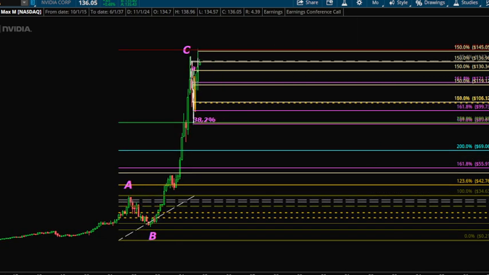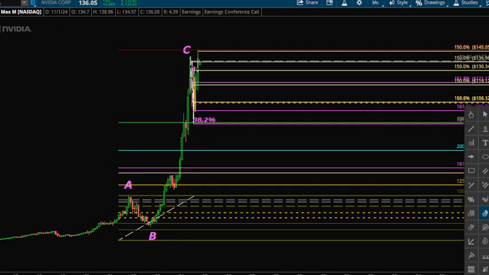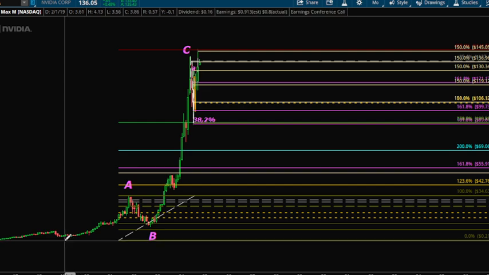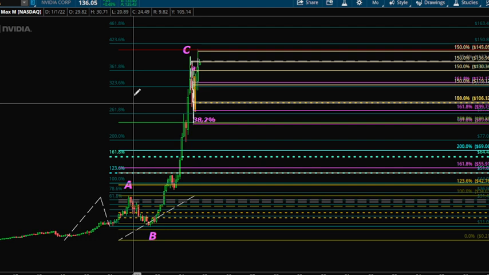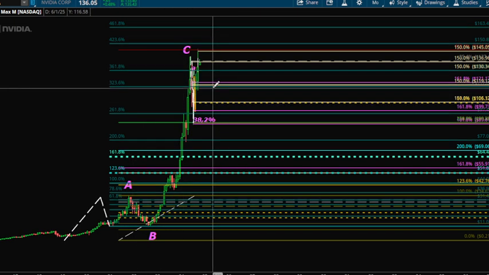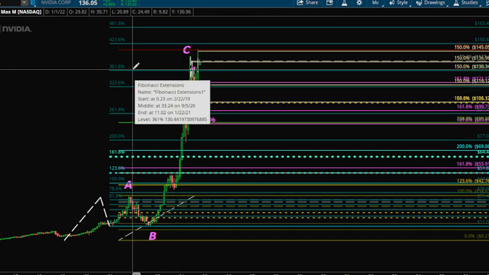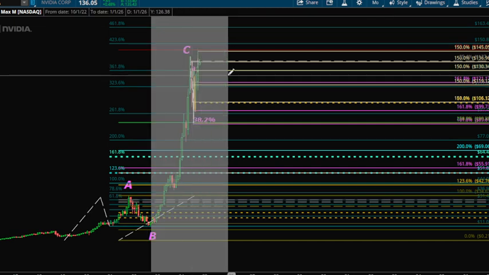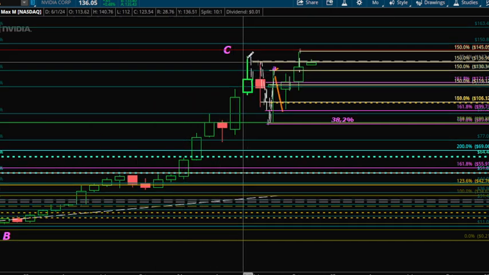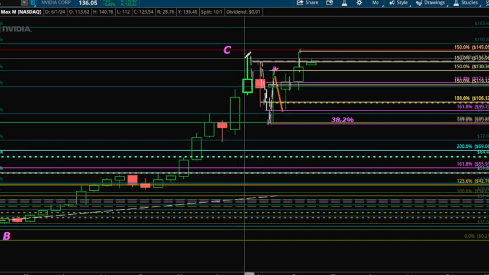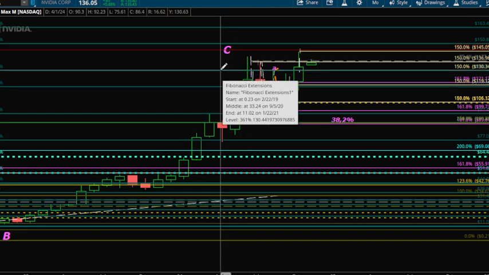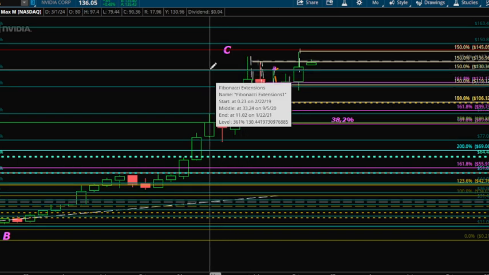Now I might be able to go ahead and count this in 5. 1, 2, 3, 4, 5. You can also get an extension tool and see that that lines up with this fourth wave at a 361.8. And let's see if we can see where that top is at. I mean, the wick right here just went past it. The 361.8 is at 130. The top of the wick was at 139, so it went over about $9. So yeah, it's definitely a possibility.